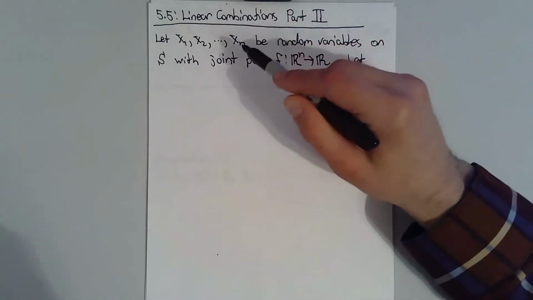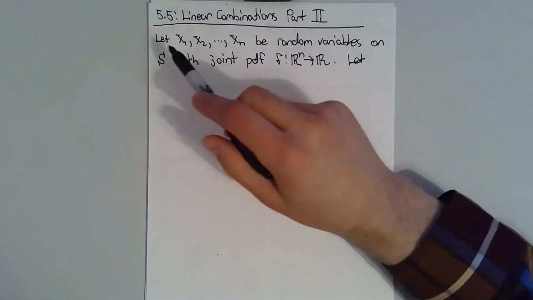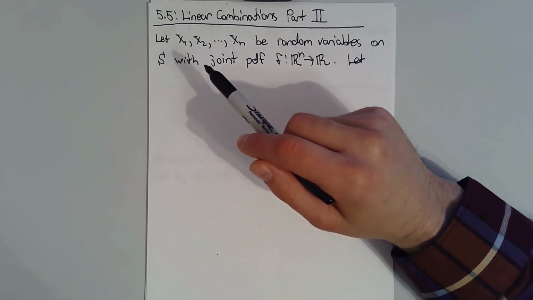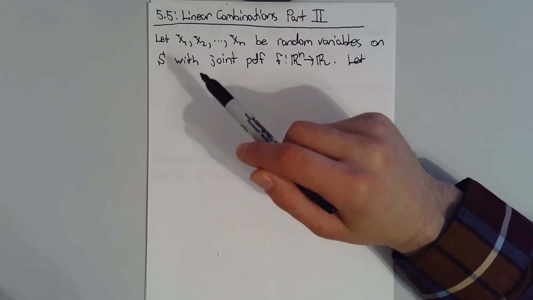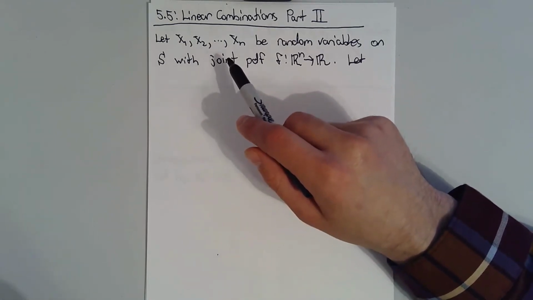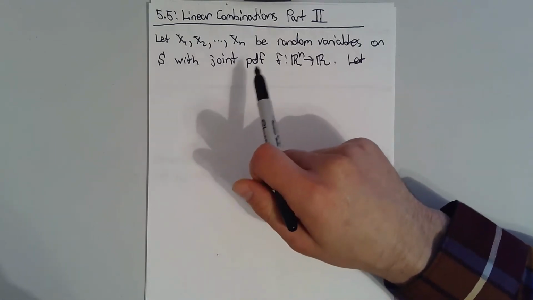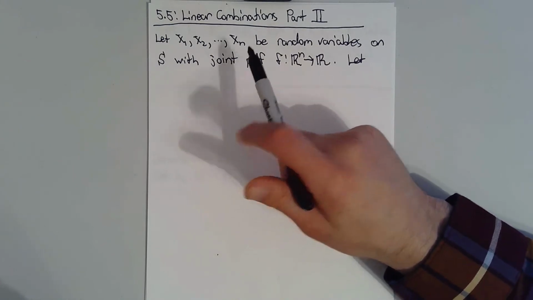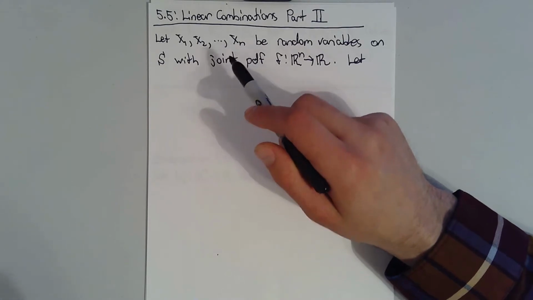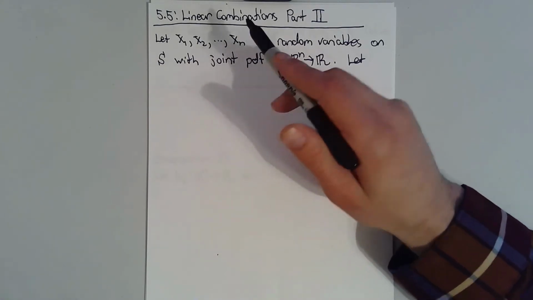Welcome. In this video, we'll discuss section 5.5, linear combinations, part 2. So in the last video, we talked about a set of n random variables and generalized this idea of a joint PDF that we talked about before. And in this video, we'd like to talk about the covariance operator and some of its characteristics.